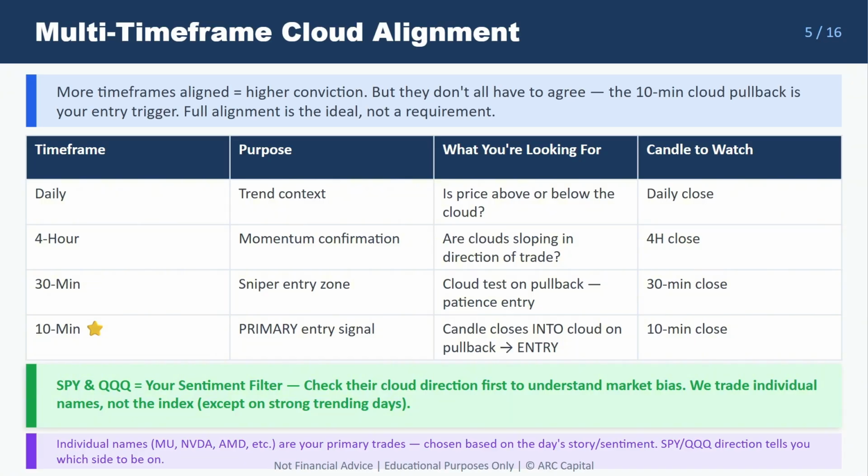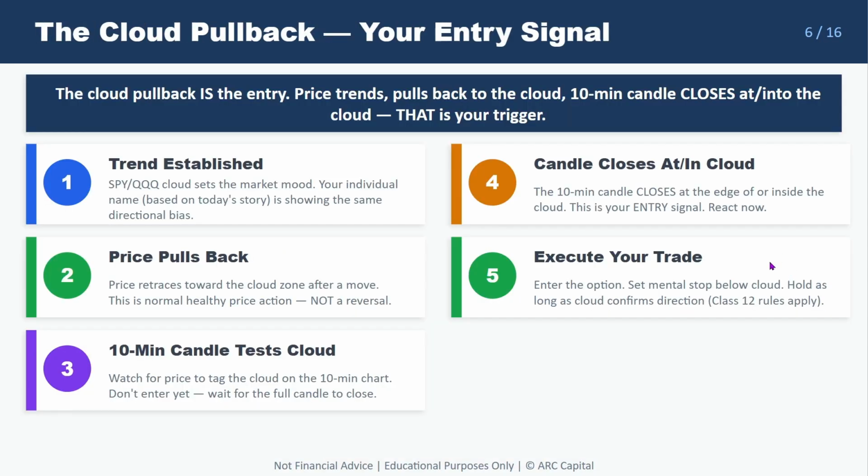So individual names like NVIDIA, MU, AMD, Palantir, Tesla are your primary trades, chosen based on the day's story and sentiment. SPY direction tells you which side to be on, right? So ideally, you want SPY and QQQ to be doing the same thing as the stock that you're looking to trade, in the sense that the price is in the same position compared to the cloud or the VWAP, right?